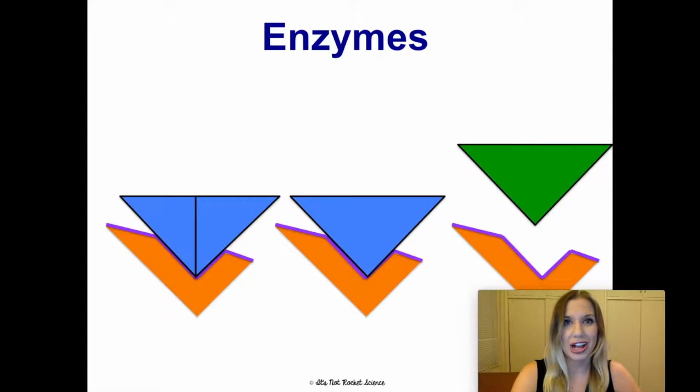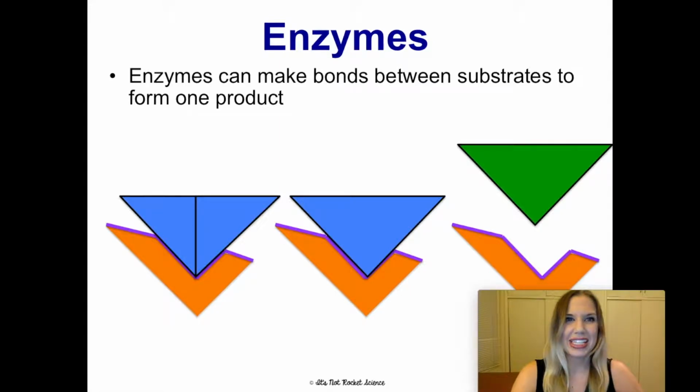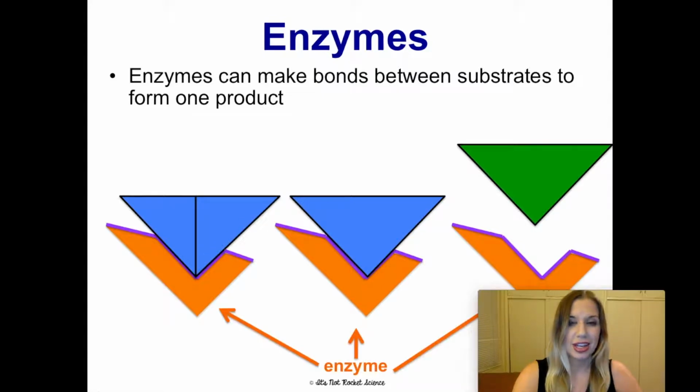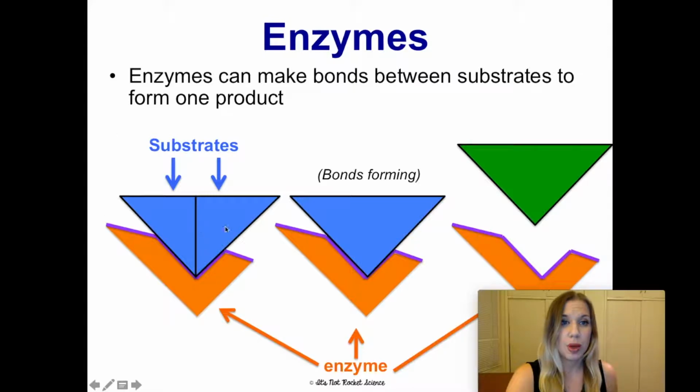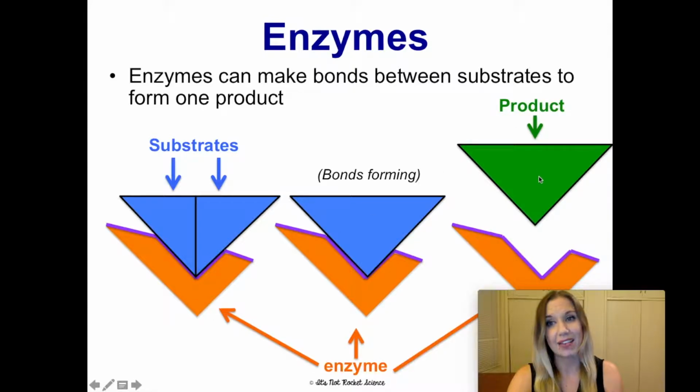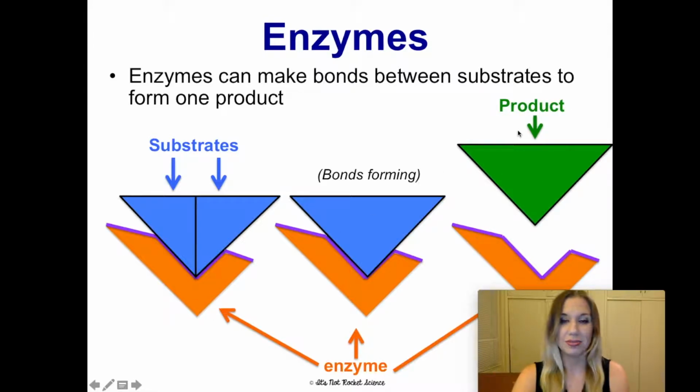Then the other kind of enzymatic catalyzation is when enzymes make bonds between substrates to form one product. So here's our enzyme again with our active site, same active site. And then we have these 2 substrates that fit in that enzyme like a key would fit into a lock. Those bonds are formed between those atoms within those molecules. And then we have one final product.